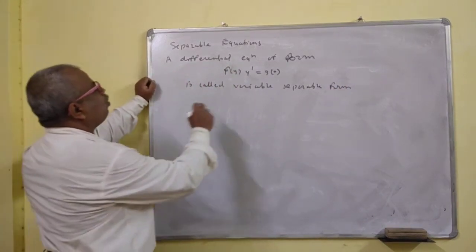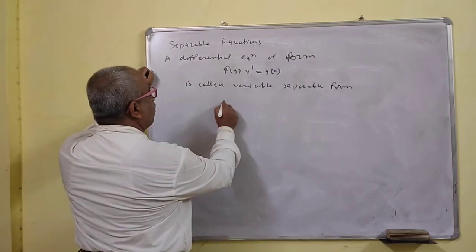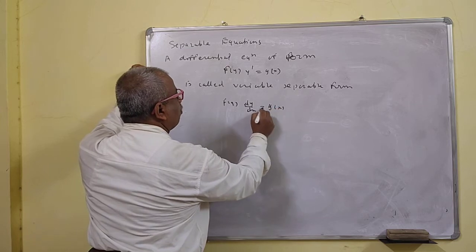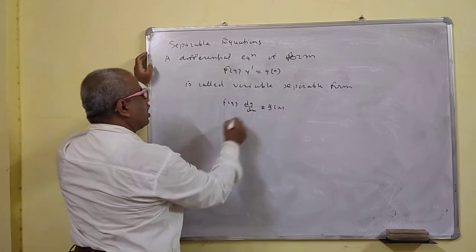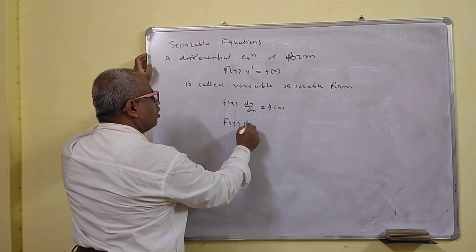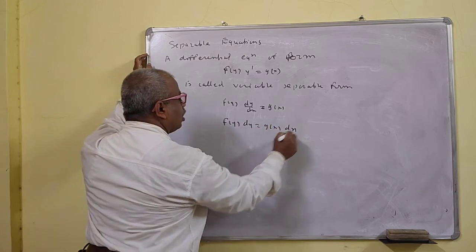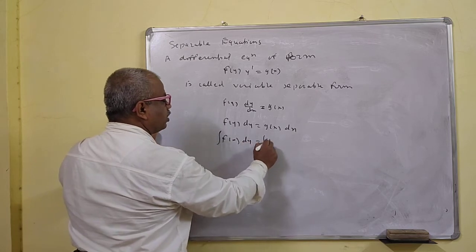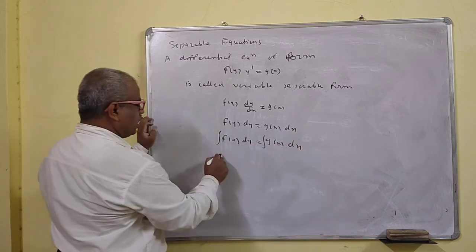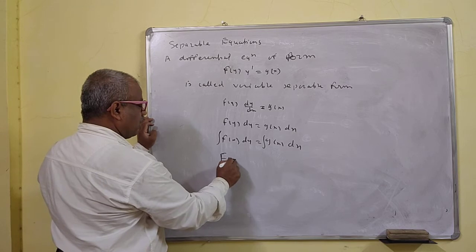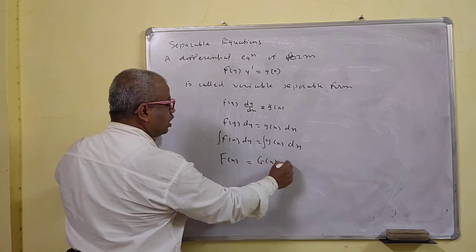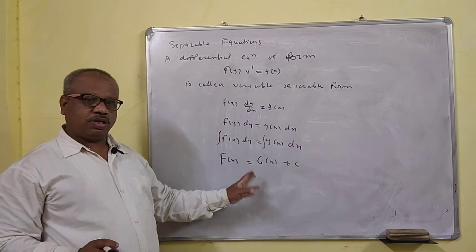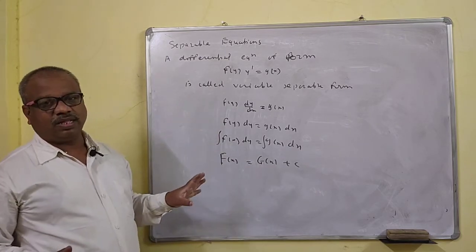Okay, so now how to solve this differential equation? Just f of y dy by dx is equal to g of x. Then you can shift this dx to that side and just integrate: integration of f of y dy equals integration of g of x dx. You can add c here or you can add c here. So this is your choice. So very simple.